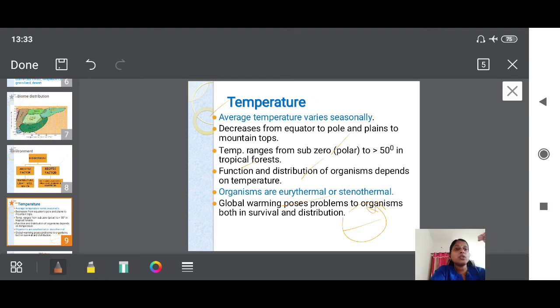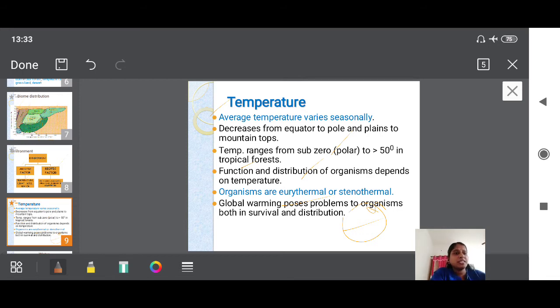So that one we call it as what? Eurythermal. What is stenothermal? Stenothermal means they cannot adapt much, okay. So they can survive only in a narrow range of temperature. If it is going 2 degrees up or down, it's okay, but if it is going more they cannot survive, okay. For example, eurythermal animals like dog, cat, goat, humans are all eurythermals.